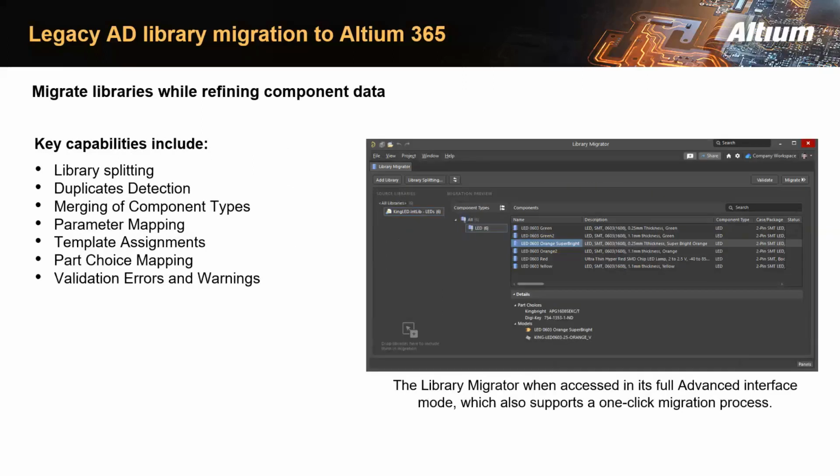The advanced mode enables a variety of key capabilities, including library splitting, duplicate detection, and more, as indicated in the list. This mode also allows you to combine source libraries that may have existed across a project or designer's workstations. It is a great way to consolidate any displaced libraries.